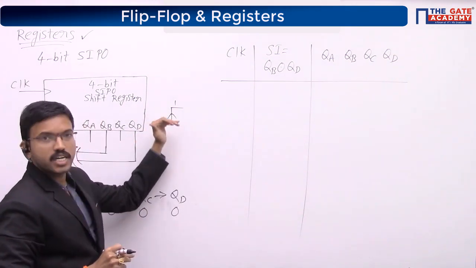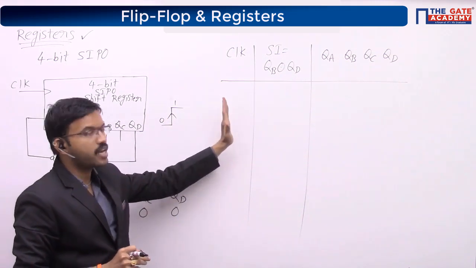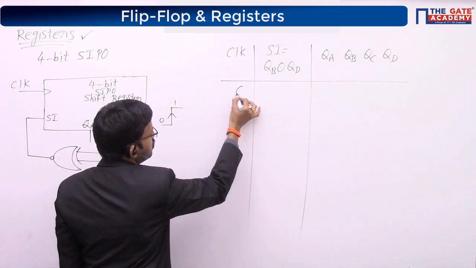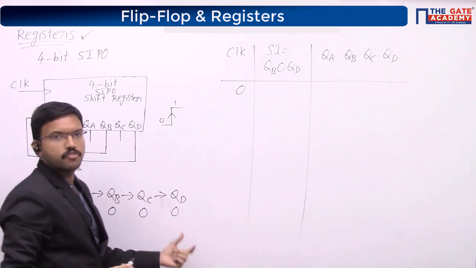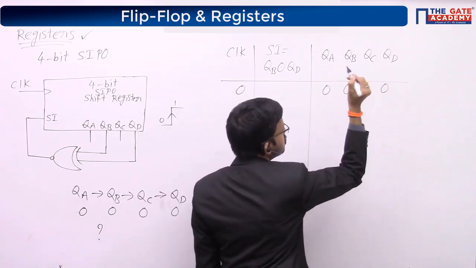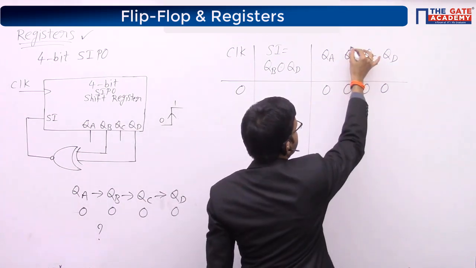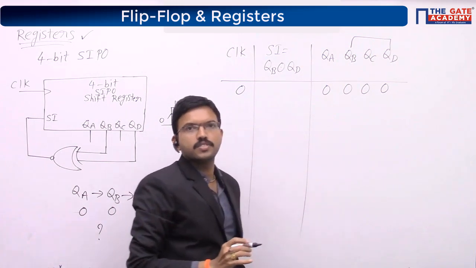Whenever a 0 to 1 transition occurs, I will put the numbering here. When there is no clock signal applied, the initial status is 4 zeros. The serial input is what? QB exclusive OR QD. Just observe these 2 bits.